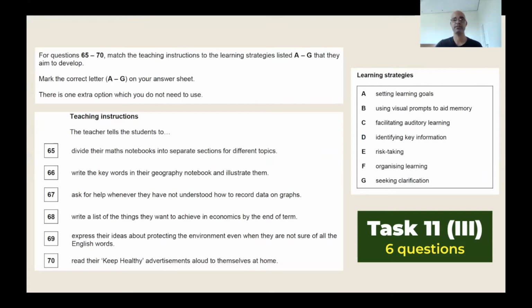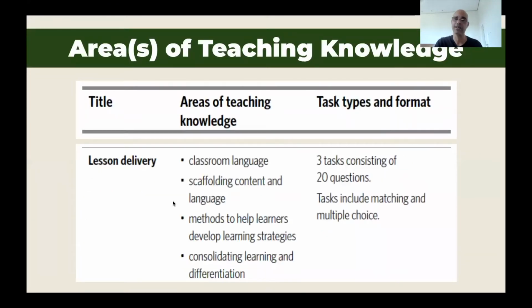So the focus here is learning strategies, and they are A, setting learning goals, B, using visual prompts to aid memory, C, facilitating auditory learning, D, identifying key information, E, risk-taking, F, organizing learning, G, seeking clarification. And the teaching instructions are things that the teacher tells the students to do. Again, this is task 11, which is the third and last task in the third section of the TKT CLIL test. Let's look at this in more detail so we don't get confused.